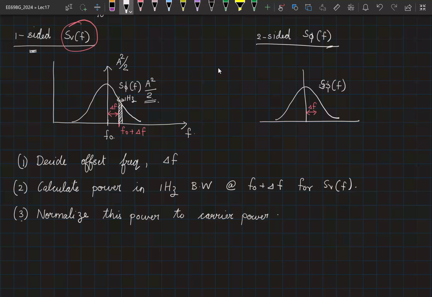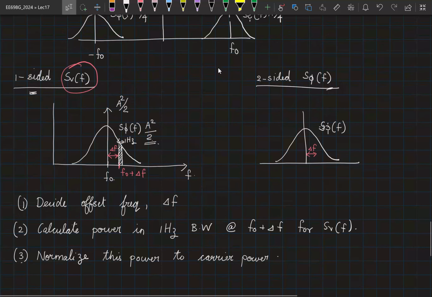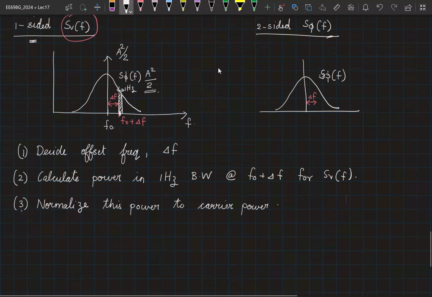Right? Why is that 1 Hz taken after f naught plus delta? Where should it be taken? It can be taken before F0. This is around F0 plus delta F. 1 Hertz bandwidth around F0. So you are asking that F0 plus delta F should be right in the middle with 0.5 Hertz on either side. Is that it? What are you trying to do?